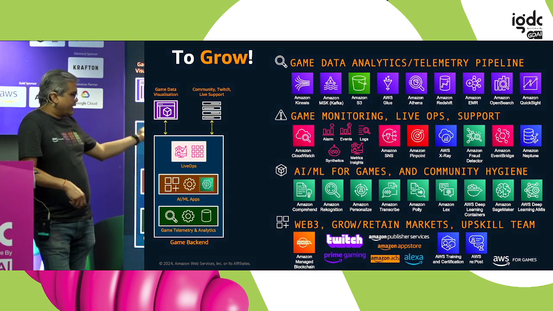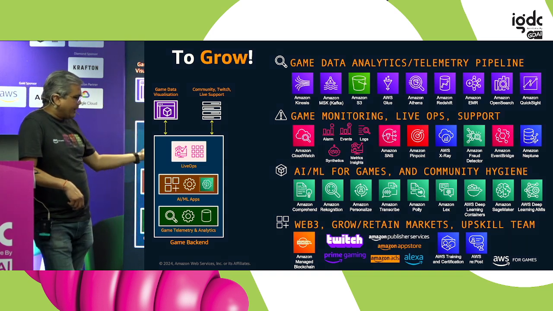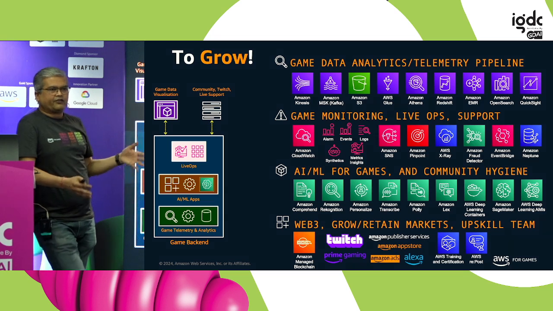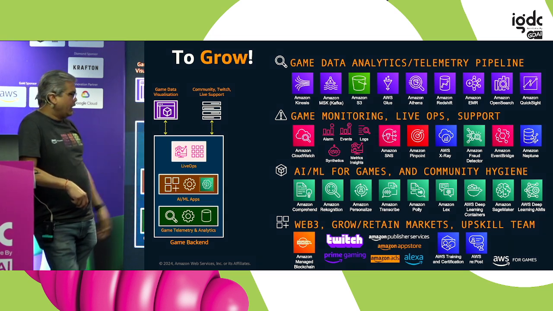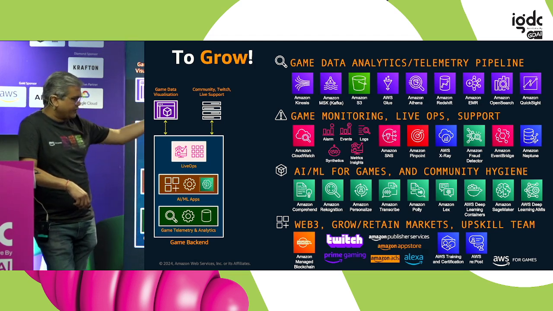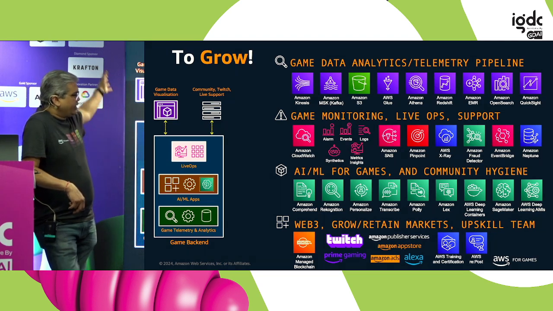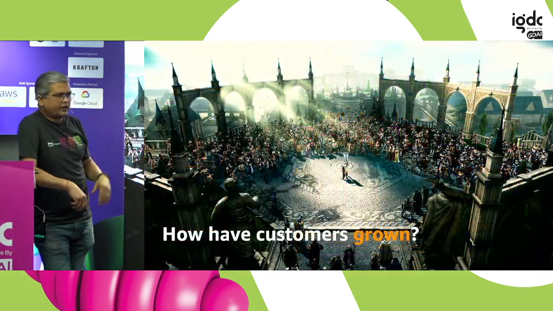We have solutions like Twitch, Prime Gaming, Amazon Publisher Services, App Store, Amazon Ads, Alexa. These are various different offerings which can be brought together to help you with your growth, retention, markets, and upskilling your team. For upskilling your team, we have training and certification and re:Post, which is a community portal for support. So as you see, there is just a lot of all of this. Now let's put this together into making sense.